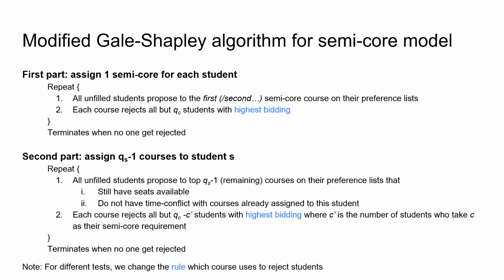We modify the Gale-Shapley algorithm as follows for our model. The algorithm first assigns one semi-core course to each student to fulfill their semi-core requirement. Students propose to their favorite semi-core course, and each course rejects students based on course preference and course capacity. As soon as everyone satisfies their requirement, the algorithm assigns the rest of the courses to them in a similar way.